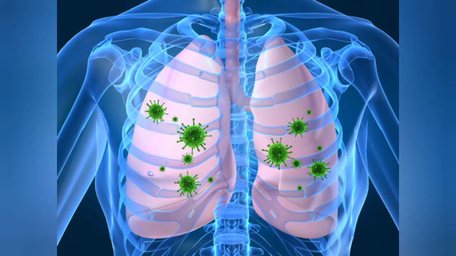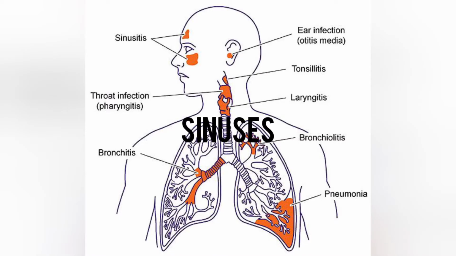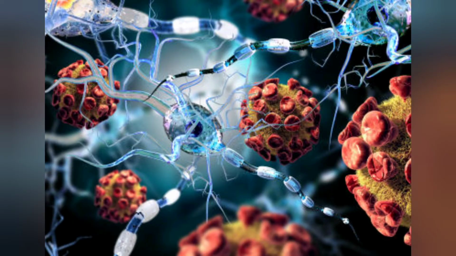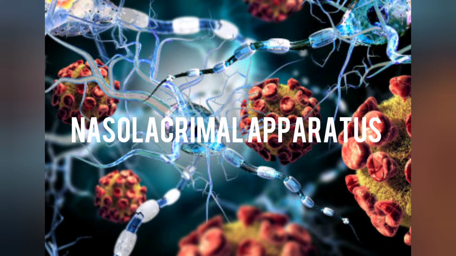The respiratory tract is made up of the nose, sinuses, mouth, throat, which is also known as the pharynx, voice box, which is also known as the larynx, windpipe, which is also known as the trachea, and the lungs. So any infection that affects all these parts is known as a respiratory tract infection. The eye could also be a portal of entry for respiratory tract infection because the eye is connected to the nose by the nasolacrimal apparatus.